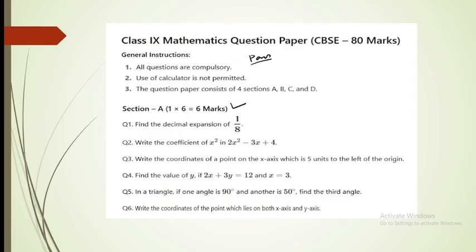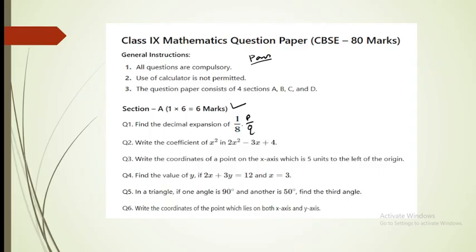So what you can do is you need to focus on these short questions because they will be giving you directly the marks. So say first question, find the decimal expansion of 1 by 8. 1 by 8 is what? It is a fraction, or it is in the form of P by Q. Fine. So we have to find the decimal equivalent of this fraction.